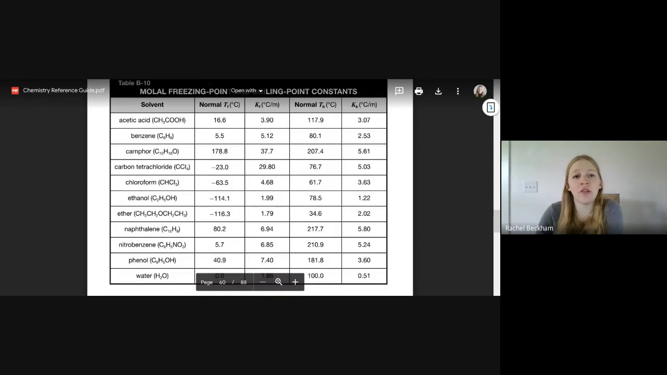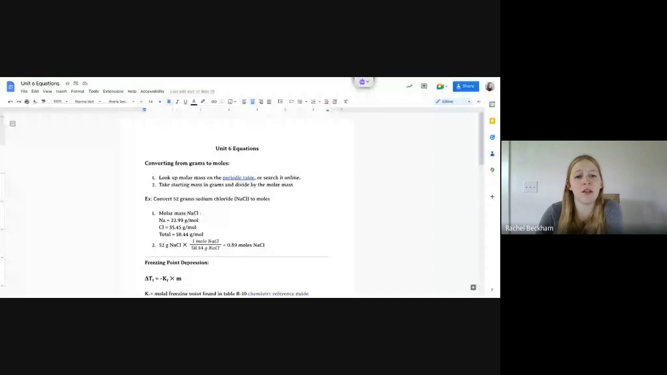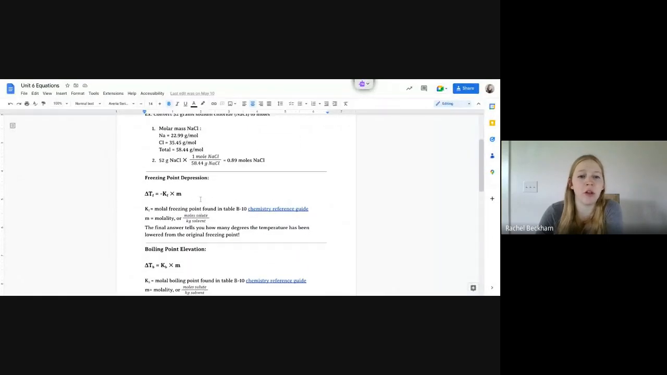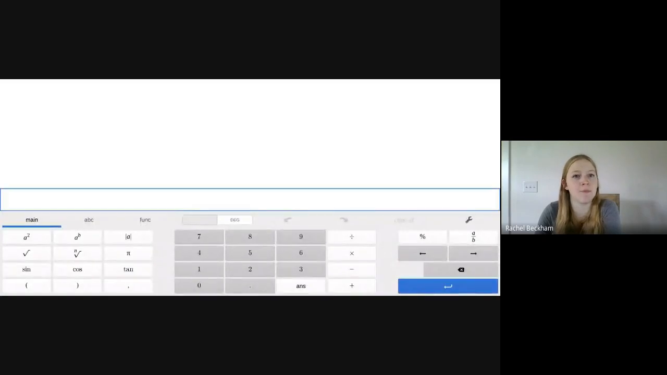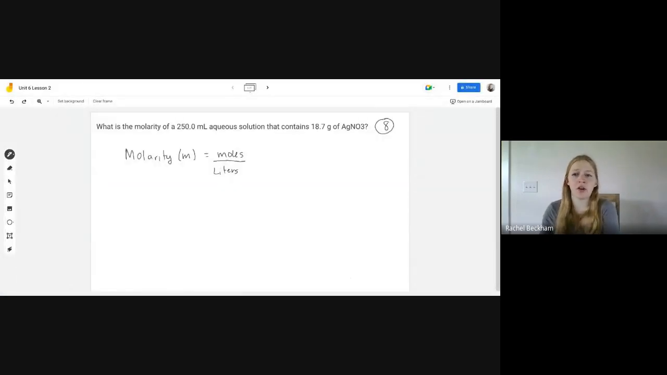You can also pull up Unit 6 equations if you want to. I have a document that summarizes equations if you want to follow along with that, but you don't necessarily need that because I'm going to go through it. And then you need your calculator. I use a Desmos scientific calculator online. So let's go through the questions, starting with problem number 8.